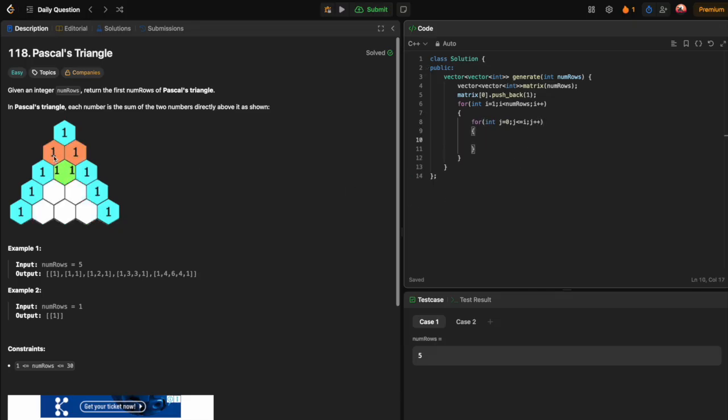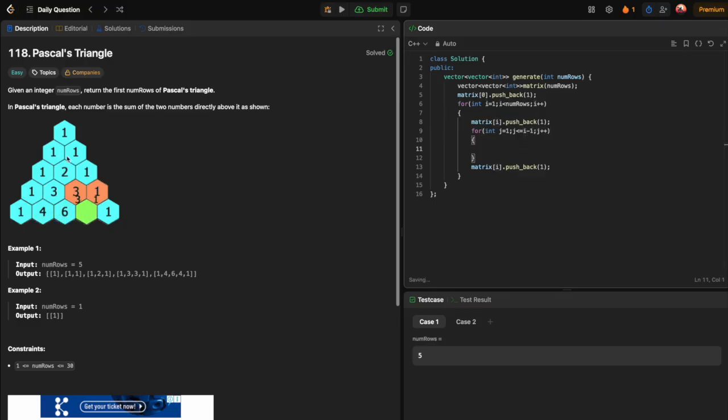Here we can see the first element is 1 and the last element is 1 as well, and the middle elements change depending on the previous row. So we can do another thing: we push the first element directly, and the last as well. I will first push 1, and at last also push 1, and in between we have to traverse from 1 to i minus 1, as we decrease one index.